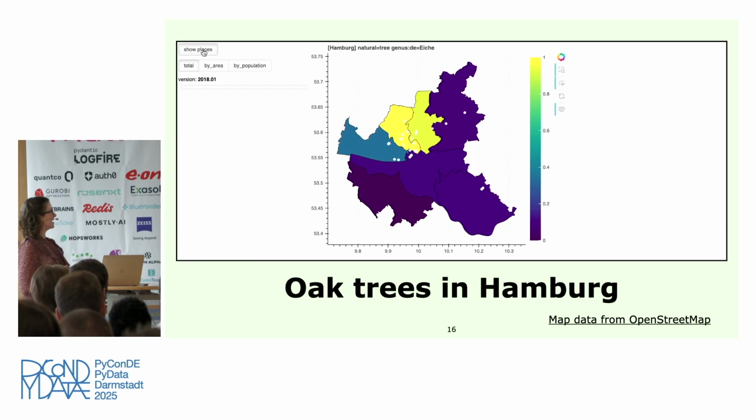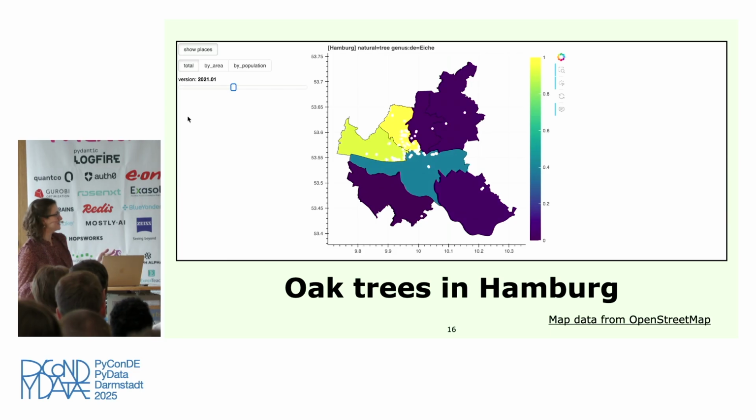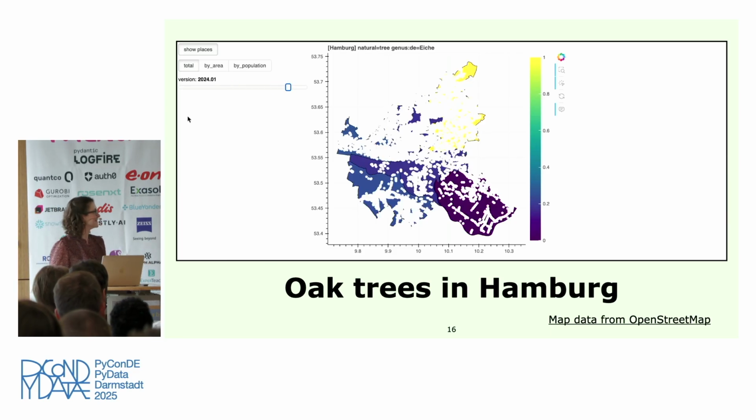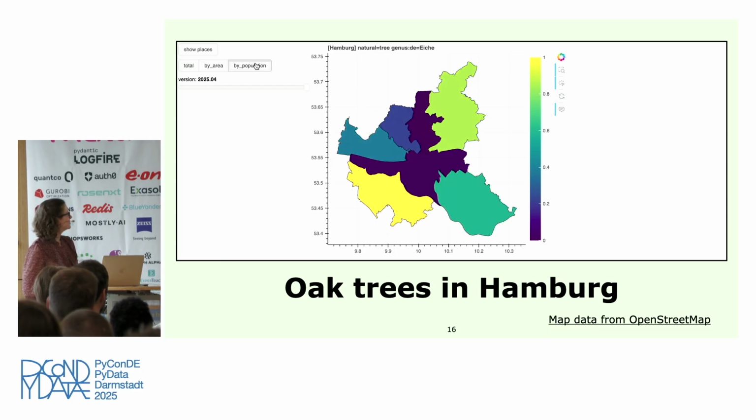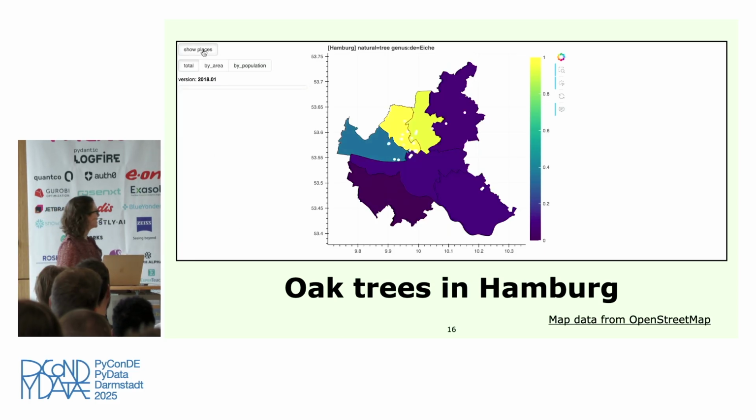How many trees have grown in the past year? No, of course not. This is data that people are putting into OSM. And oh my gosh, what happened in 2024? Oak trees taking over, like Little Shop of Horrors. No, we probably had a big data dump then. So we can see Wandsbek has the most total, or by area, Eimsbüttel, or by population, that's Harburg. All right, cool, interesting if you like oak trees.